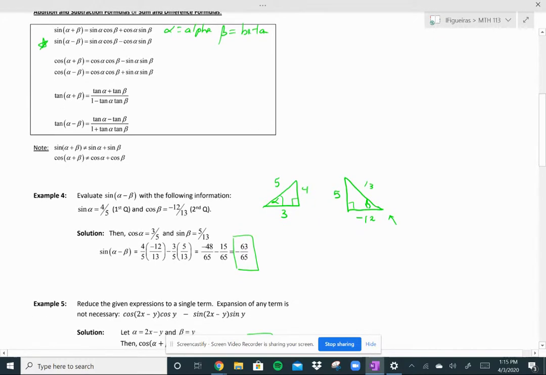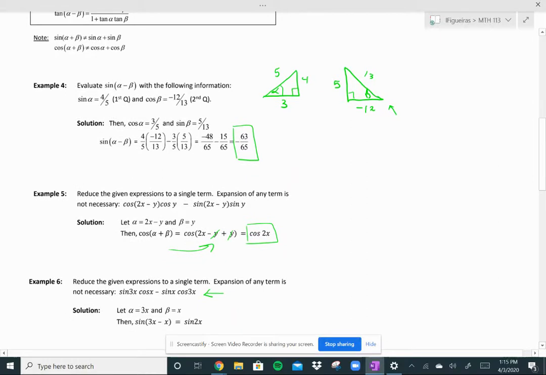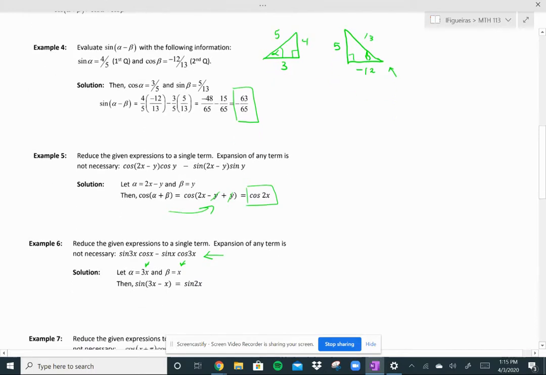So I need to write this in terms of the left side, sine of alpha minus beta. If my alpha is the first angle and my beta is the second one, so I have 3x and x, sine of alpha minus beta is sine of 3x minus x, which is equal to the sine of 2x.